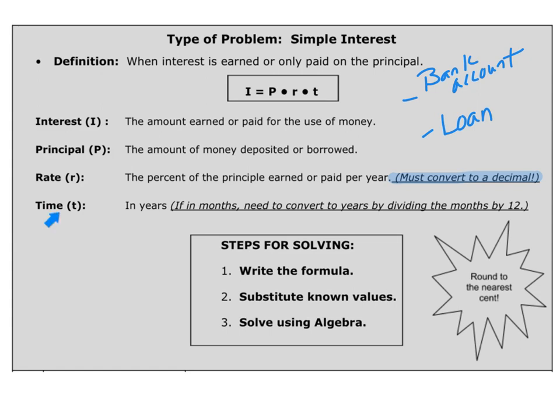And then the last thing is time. Time is represented by the letter T, and it's the number of years. And because it is the number of years, if it's represented in months, we need to convert to years by dividing the number of months by 12. Because there's 12 months in the year, we have to figure out what percent of the year the number of months would be. For instance, 6 months, 6 divided by 12 months would be half a year or 0.5.